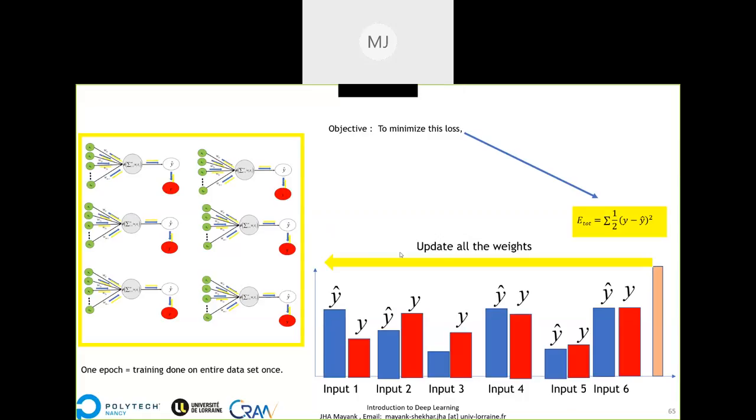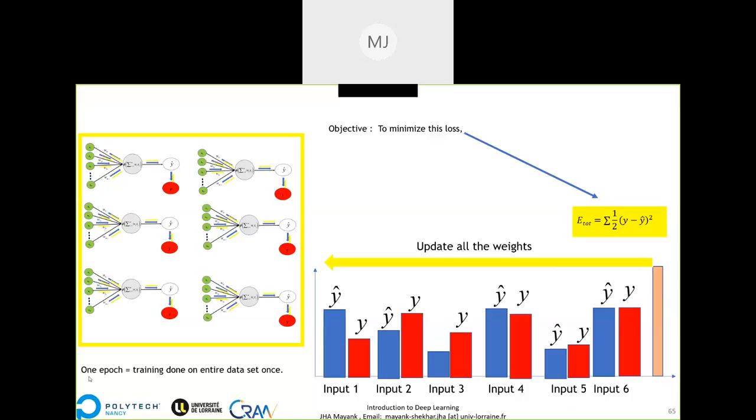Now that's the batch update. The objective is to minimize this total loss, which is calculated using the individual losses, and all the weights are updated.